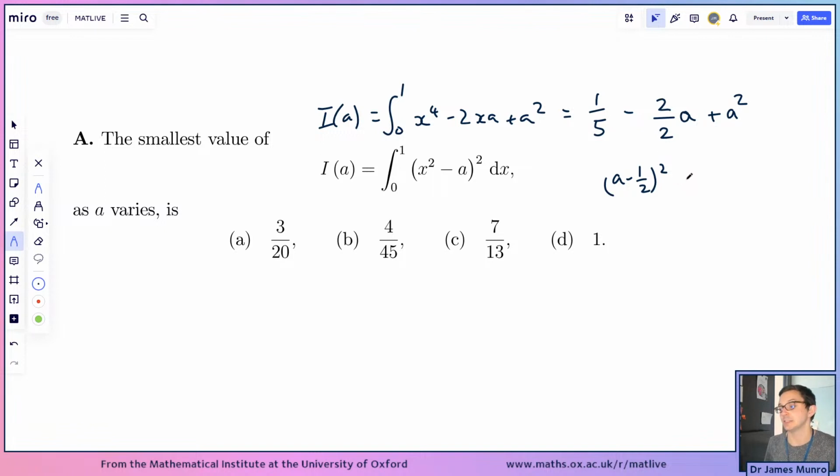Oh my goodness, what is that? Plus 1/5 minus 1/4. No, surely not. I've messed up somewhere. Will I spot it in time? Let's go to an ad break. No. Oh, there's an x squared inside here. I can't square. There we go.